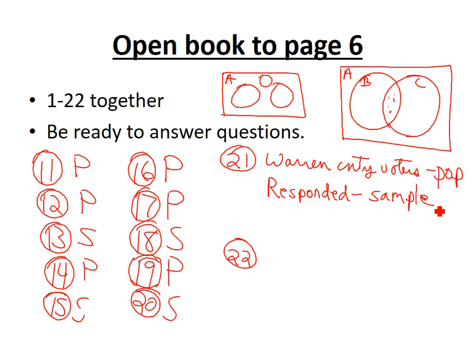On 22, what's the population? Number of students who donated. That's our population, is that right? And what's our sample? Who has O positive.